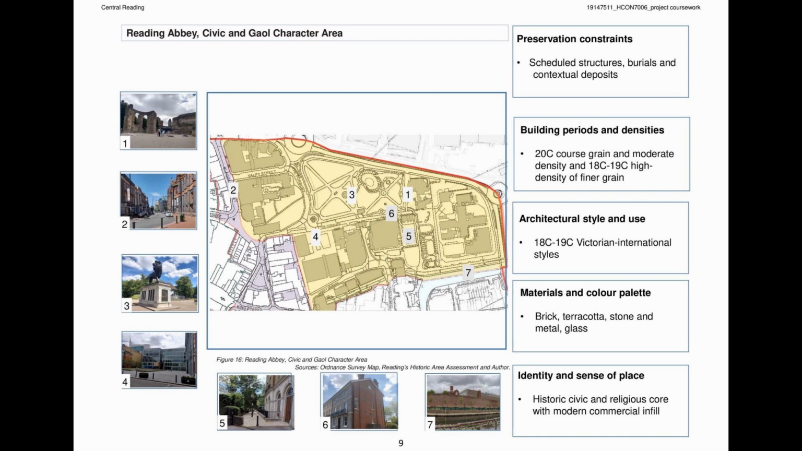The architectural style is varied with characteristically commercial buildings. Brick and terracotta detailing form an important element of the characteristic materials, and modern commercial buildings are metal and glass. The identity and sense of place largely revolve around the civic and religious core of this historic area.